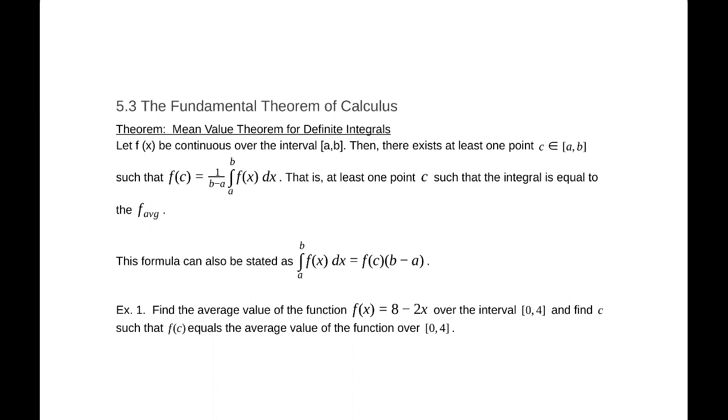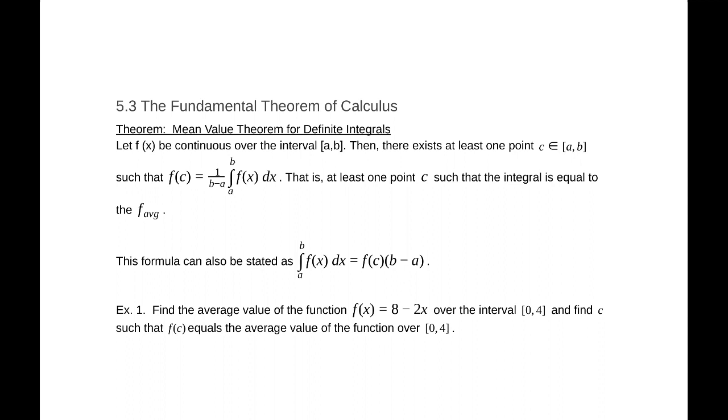It's very closely related to what we ended our last section with, which was finding the average value of a function. So let f of x be continuous over the interval a to b. Then there exists at least one point c in that interval, such that f of c equals 1 over b minus a times the integral from a to b of f of x dx. That is, there is at least one point such that the integral is equal to f average, the average value of the function. That's what that's saying.